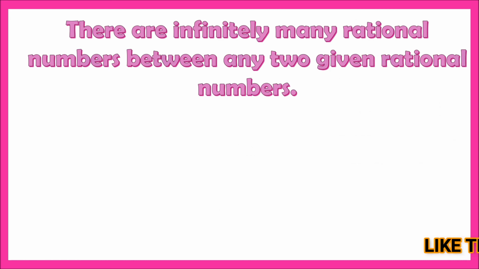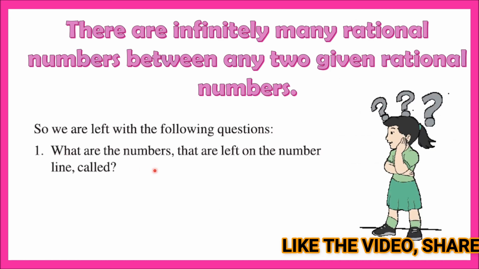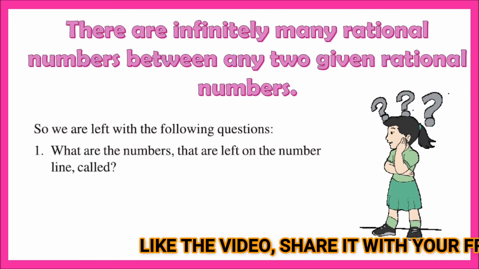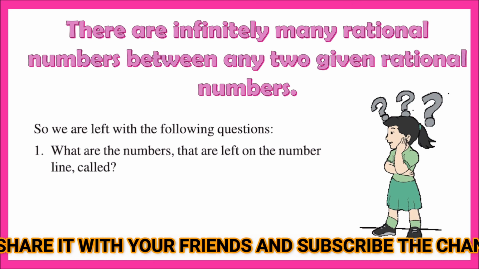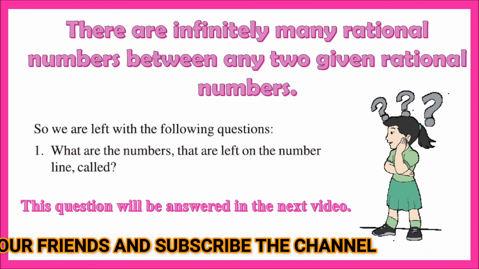So, we are left with the following questions. What are the numbers that are left on the number line called? And how do we recognize them? That is, how do we distinguish them from rational numbers? This question will be answered in the next video.